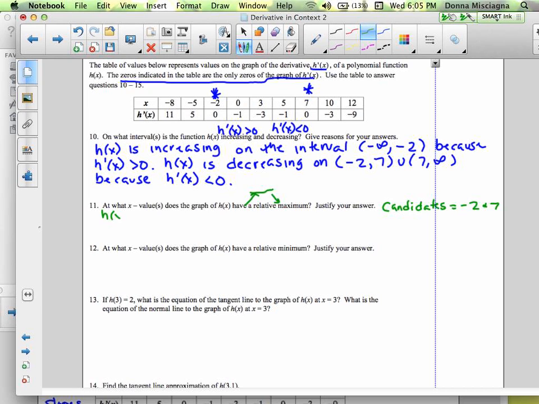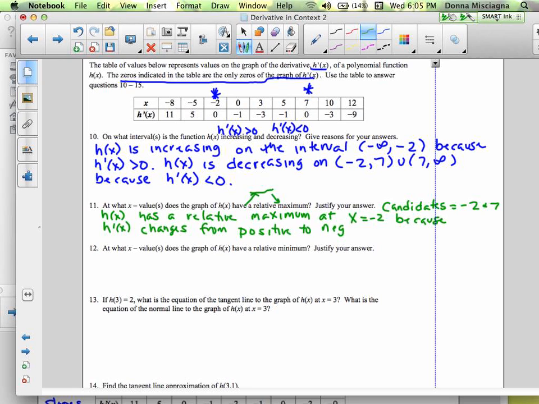So h of x has a relative maximum at x equals -2 because h prime of x changes from positive to negative at x equals -2. Right? So that has to be the relative maximum.